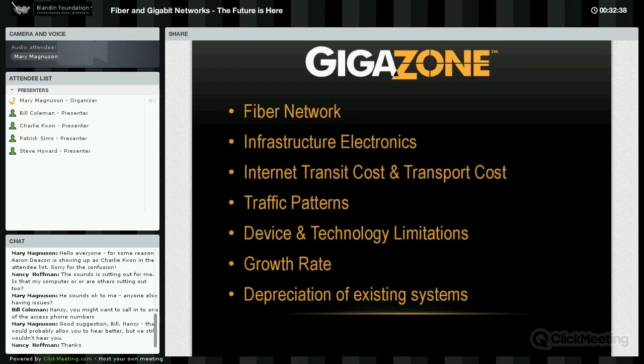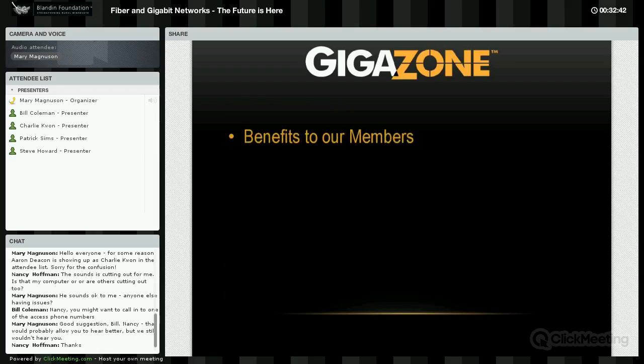But there's other factors that are intangible. They're kind of hard to put dollar costs on. I want to talk about those a little bit. The one thing for us is the benefit to our members. We are a cooperative. We are here to serve our members. And offering Gigabit is a huge benefit to our members.